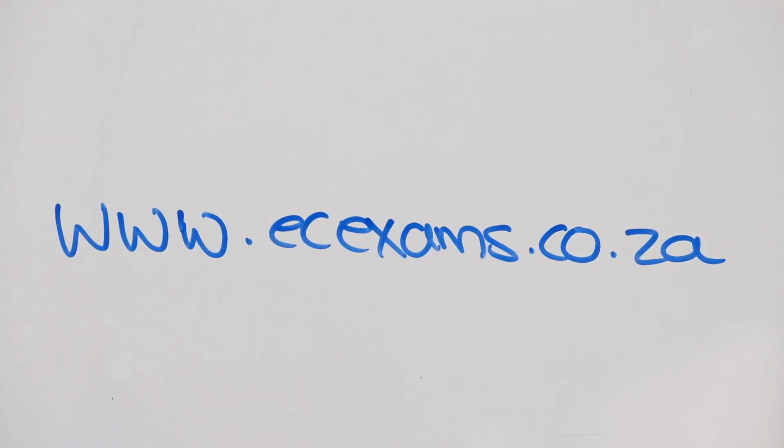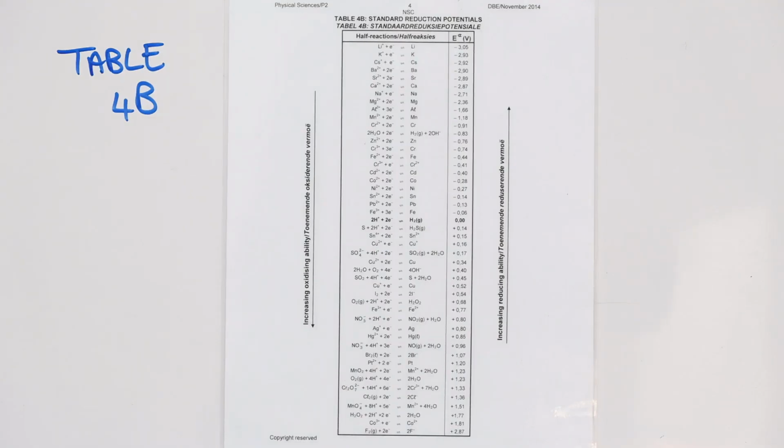Hi grade 12s, we're going to be working through question 8 from the November 2018 chemistry paper. You can find all the exam question papers on EC exams. Please make sure that you have table 4B ready before we start with the questions.